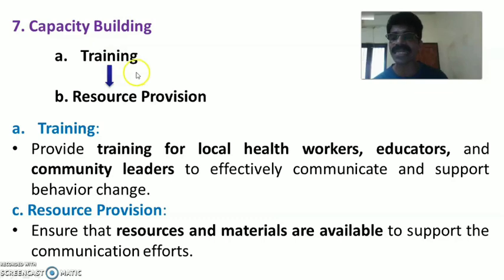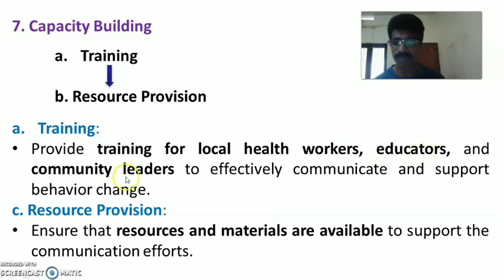That includes training and resource provision, that is, allocation of various resources such as man, money, and materials. The first step is training. Provide training for health workers, educators and community leaders. Provide training for local health workers such as male and female health workers, health assistants, ASHA workers, village health workers or community workers.